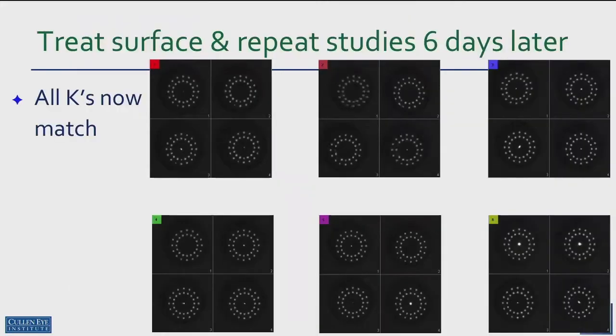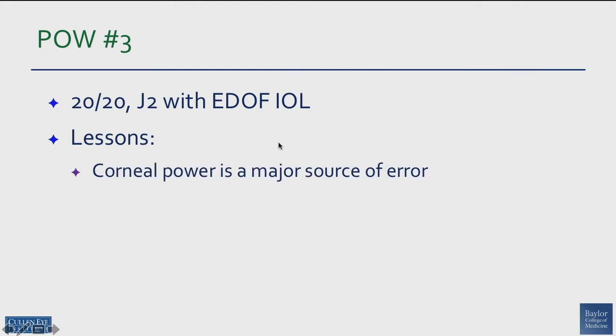So we treated this patient. We got great readings a week later, treated his dry eye, and put in an EDOF, and he did well. And the lessons get us back to the cornea. It's a huge source of error. It's the one thing we can do the most about in our practices, is to optimize the cornea.